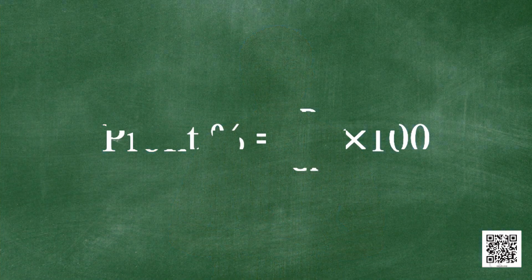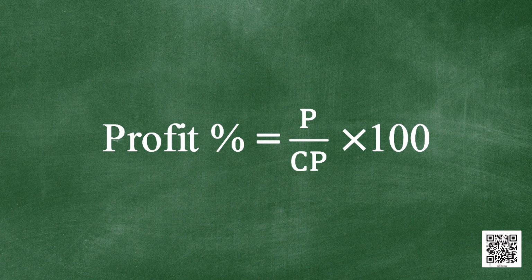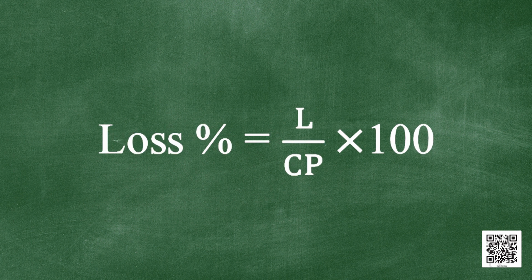Students, since profit is calculated on cost price, the profit percentage is given by profit percentage is equal to P divided by CP multiplied by 100. And similarly, loss percentage is given by loss percent is equal to L by CP multiplied by 100.